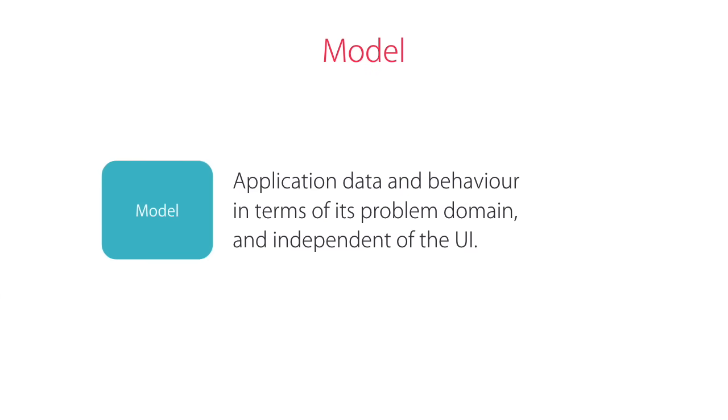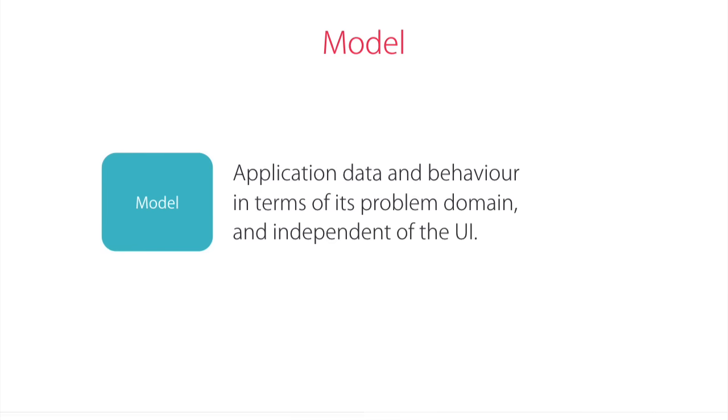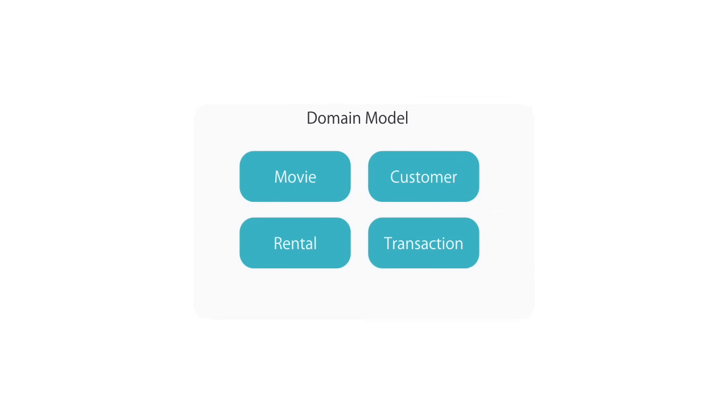In an MVC application, model represents the application data and behavior in terms of its problem domain and independent of the user interface. For example, in our video rental application, our model will consist of classes like movie, customer, rental, transaction, and so on. These classes have properties and methods that purely represent the application state and rules. They are not tied to the user interface, which means you can take these classes and use them in a different kind of app like a desktop or a mobile app. They are plain old CLR objects or POCOs.